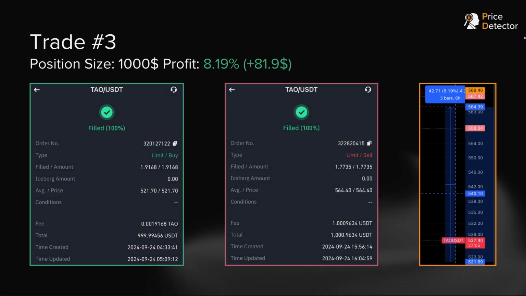Here's the third trade. The position size was around $1,000, the profit around 8.19%. That's $81, and it span around 11 hours, guys. The first buy level at 521.7, sell level was 564.4.